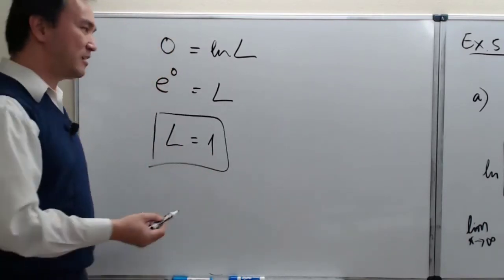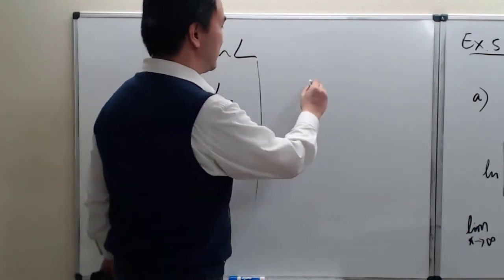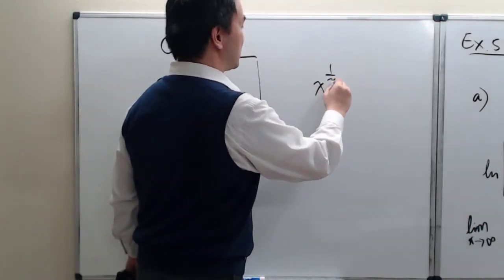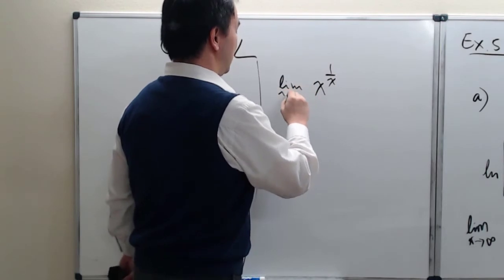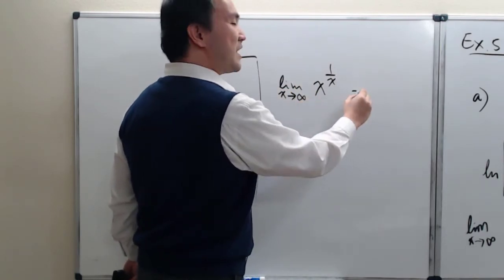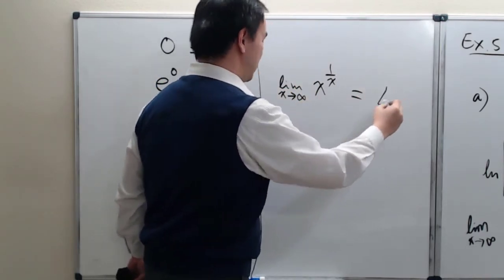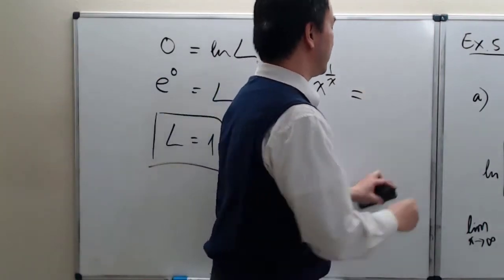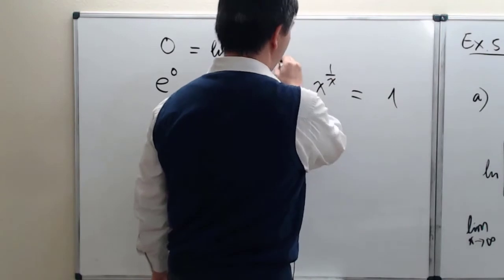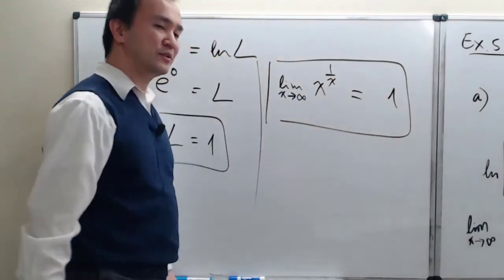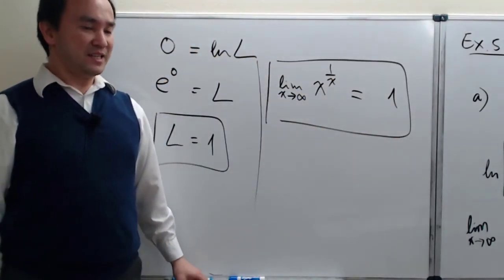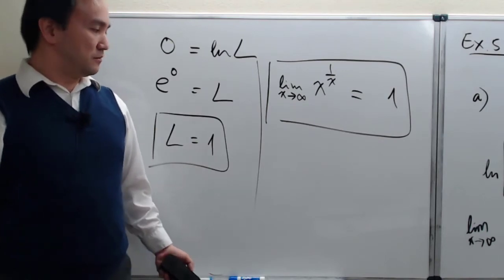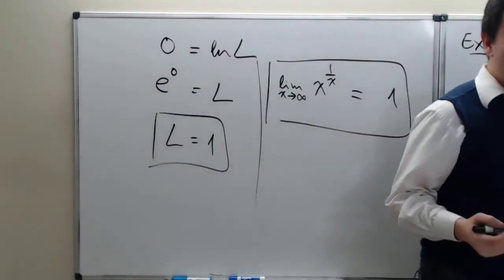So what have we found here? Our beginning problem was x raised to the 1 over x, and we were taking that limit, saying let's say the limit equals L. Now we just found out what L is, so L equals 1. So this overall limit equals 1. That is our answer.